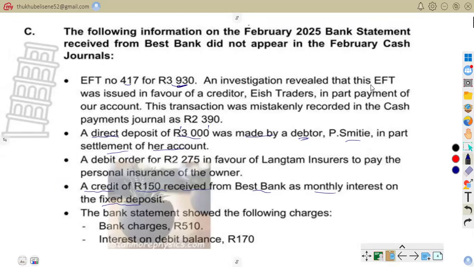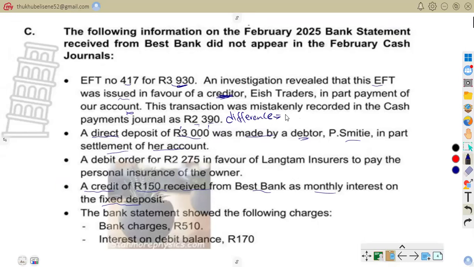An investigation revealed that this electronic funds transfer was issued in favor of creditor Age Traders in part payment of our account. So this transaction was mistakenly recorded in the cash payments journal as 2,390. The actual is supposed to be 3,930, not 2,390. So now we are to look for the difference.